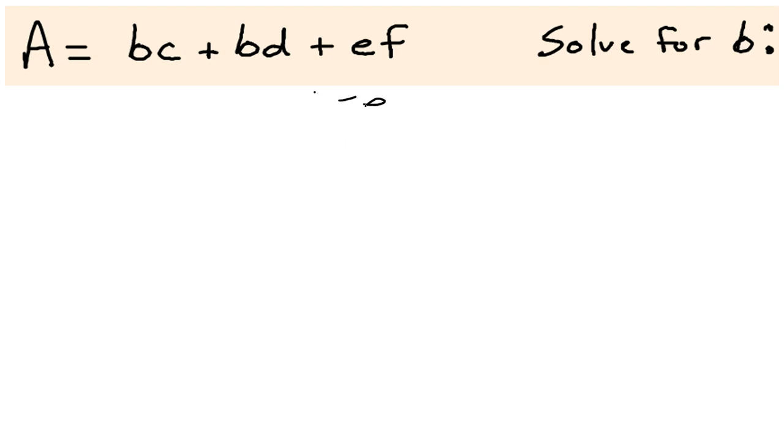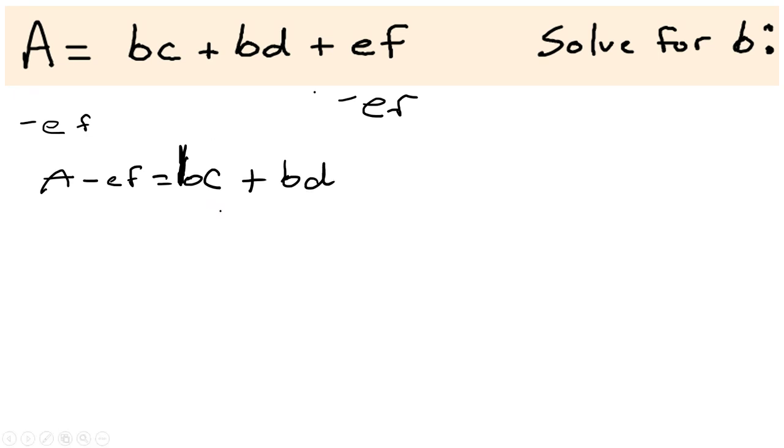Okay, and again, they're letters, they're variables. We don't know what number they are yet, so there's nothing I can do with them. So I simply just rewrite A minus EF is equal to B times C plus B times D. That's a bad B, but it's a B.